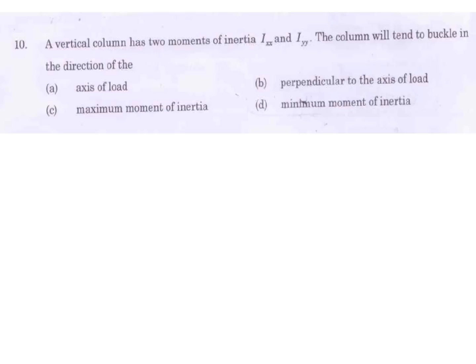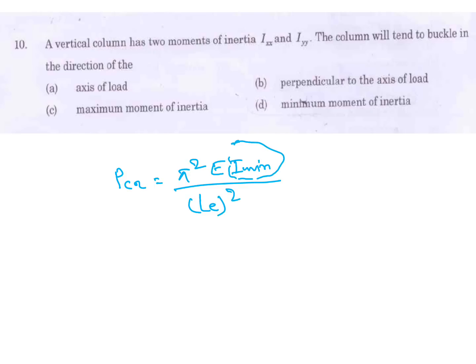A vertical column has two moments of inertia, Ix and Iy. The column will tend to buckle in the direction of dash. We know already from Euler's formula, pi square EI by, this is I minimum. This is what they asked in this question. The column tends to buckle in the direction of minimum moment of inertia. D is the answer.